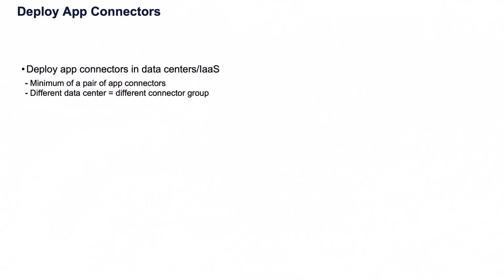We deploy app connectors in data centers and infrastructure as a service, always as a pair, so they have resilience. Treat every data center or infrastructure as a service VPC or region as a different connector group. If I have a data center in London, a data center in New York, I use AWS US West and Azure EMEA Central, that's 4 different locations, 4 different connector groups, and 8 connectors that would need to be deployed.